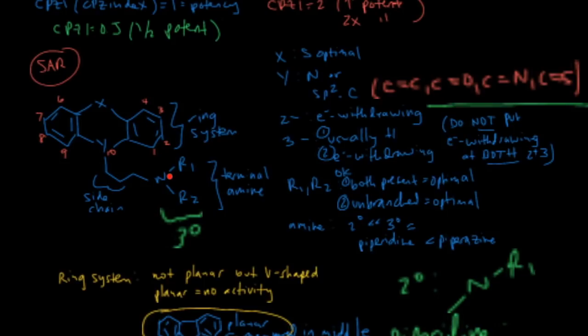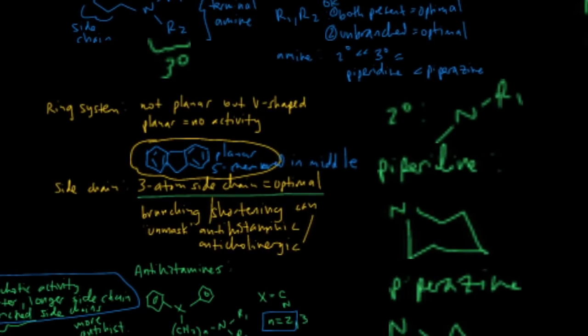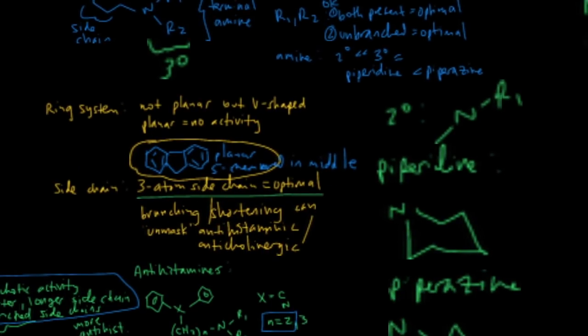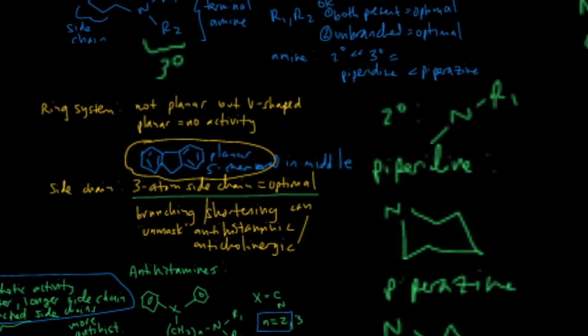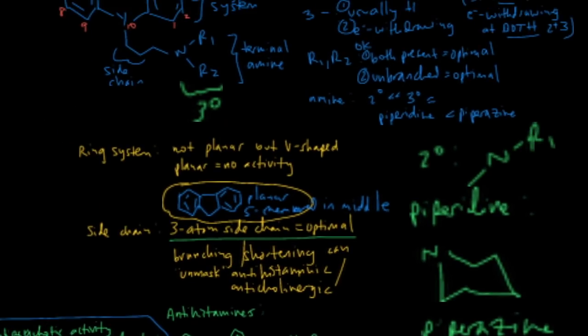Must have a tertiary amine that's unbranched. Piperazines are more potent than piperidines, which are equipotent to tertiary amines, which are more potent than secondary amines. Your ring system is not planar but V-shaped. Planarity or a 5-member ring leads to no activity in the middle. Make sure you have a 3-atom side chain, not necessarily a 3-carbon, but a 3-atom side chain.